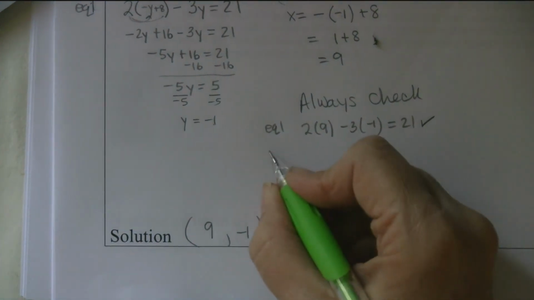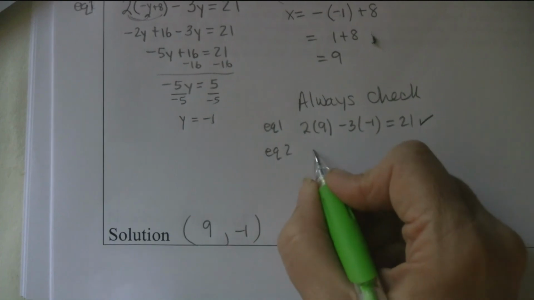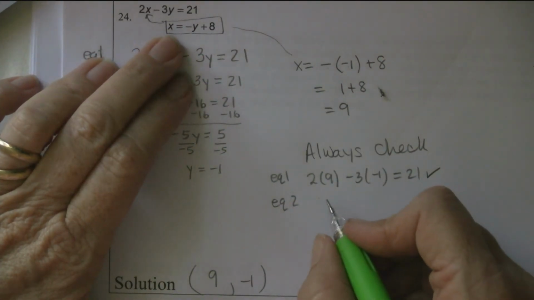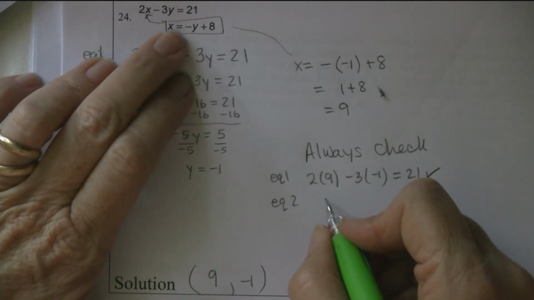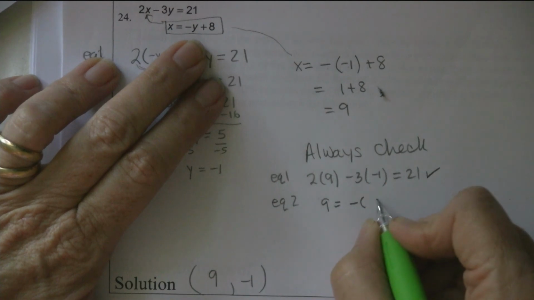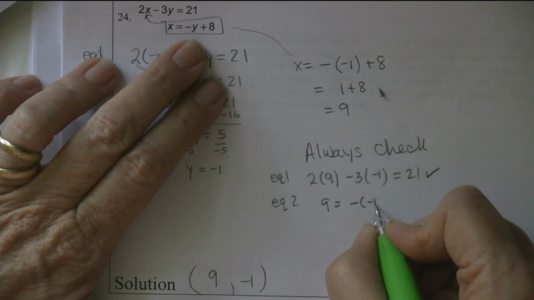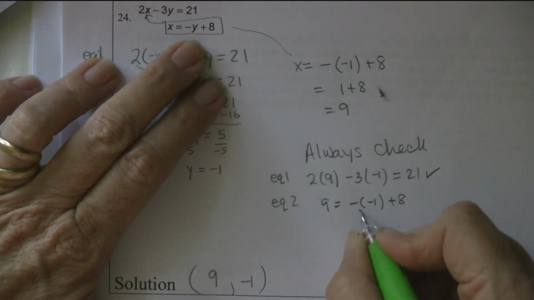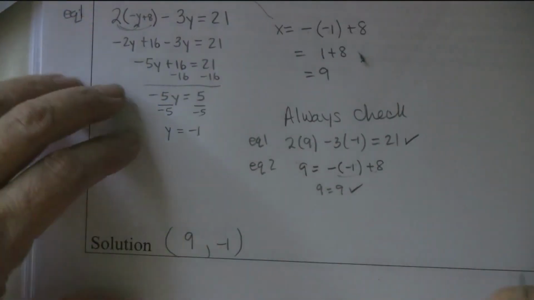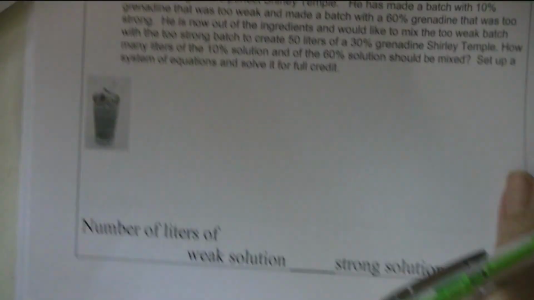So that checked. And equation 2, I'm not going to be able to use the same trick that I used on the last one because they're not both in standard form, right? So x is 9. 9 equals negative times y, which is -1, plus 8. And of course that is 9. 9 equals 9. And so this works as well. And so yay, yay, yay, yay, you say.